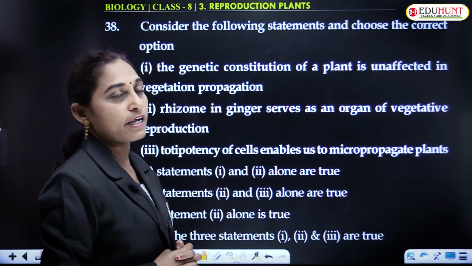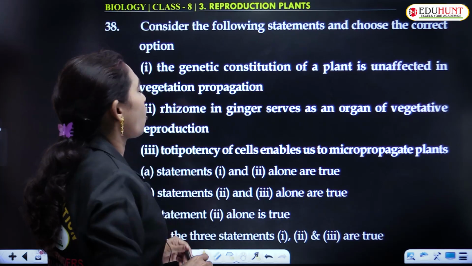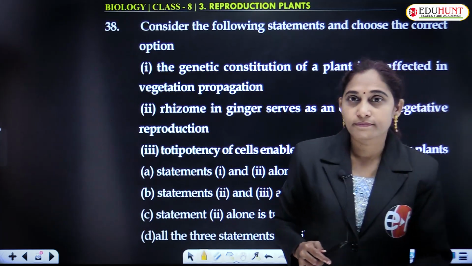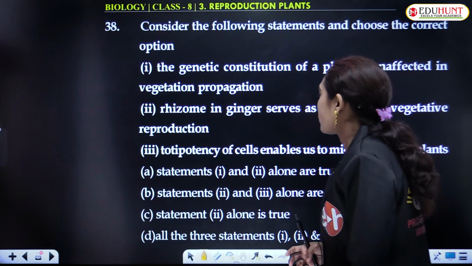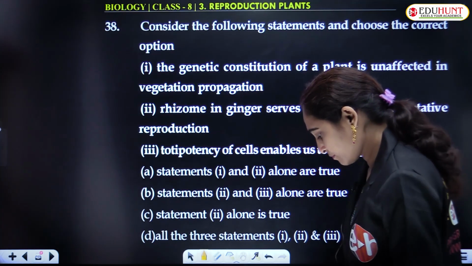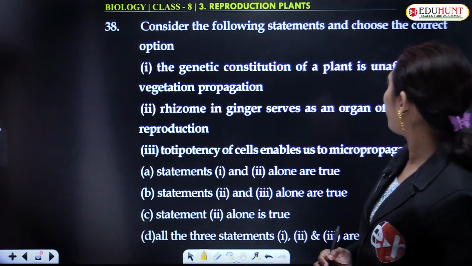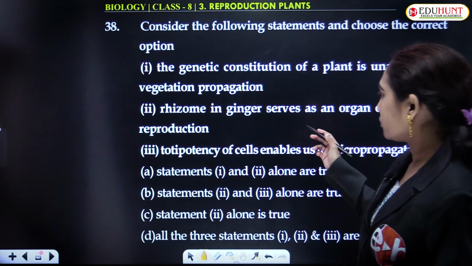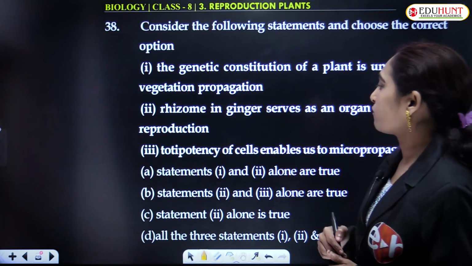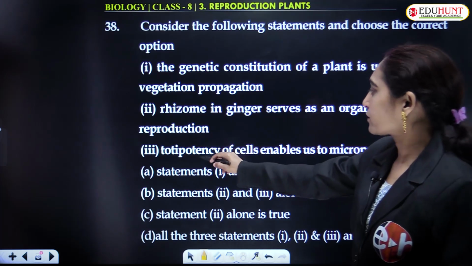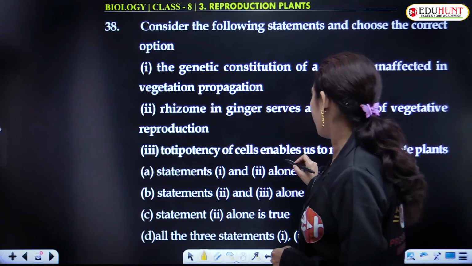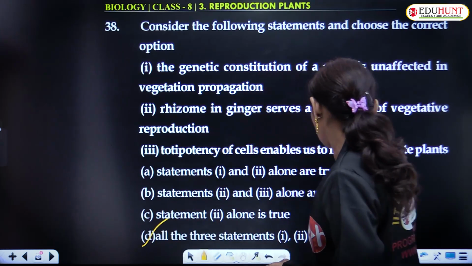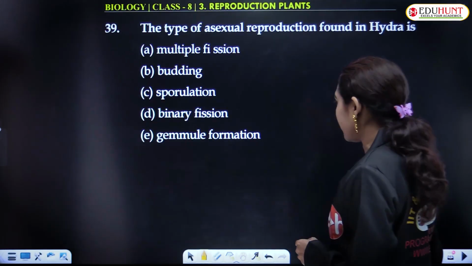Consider the following statements and choose the correct option. The genetic constitution of a plant is unaffected in vegetative propagation. Rhizome in ginger serves as an organ of vegetative reproduction. Totipotency of cells enables us to micropropagate plants. All the statements are correct. Just now we have seen and answered it.